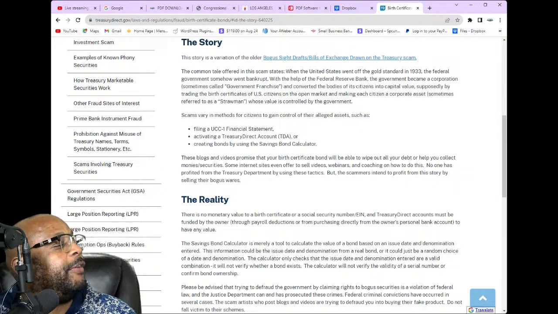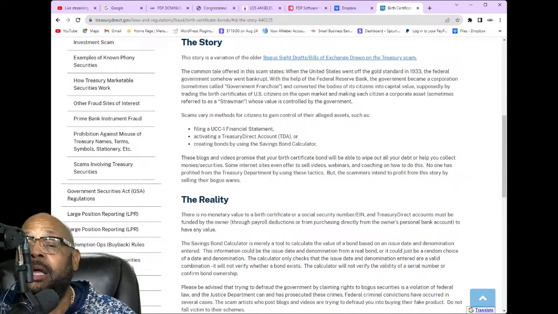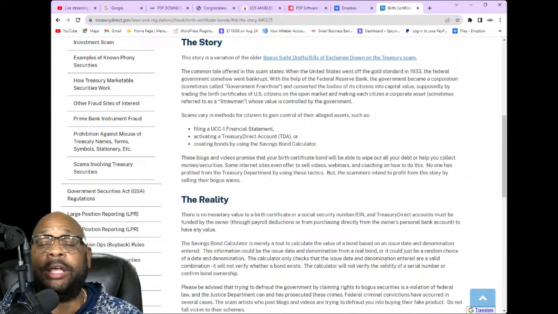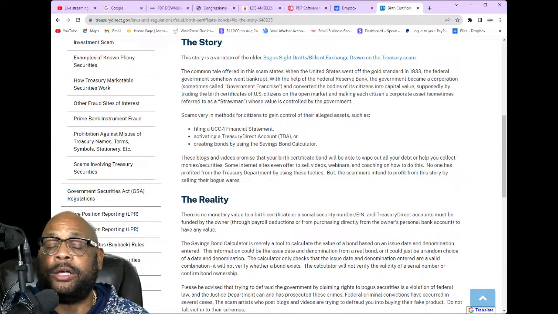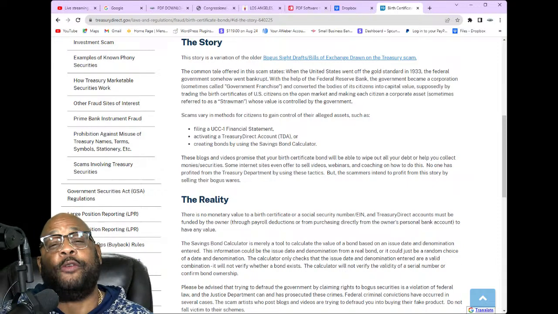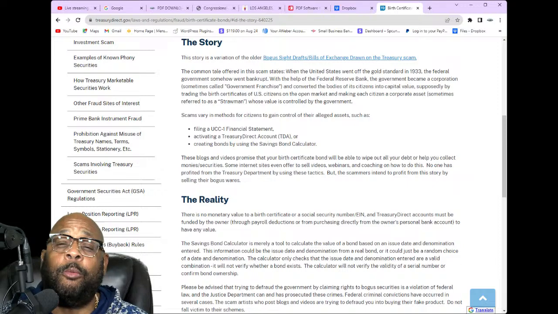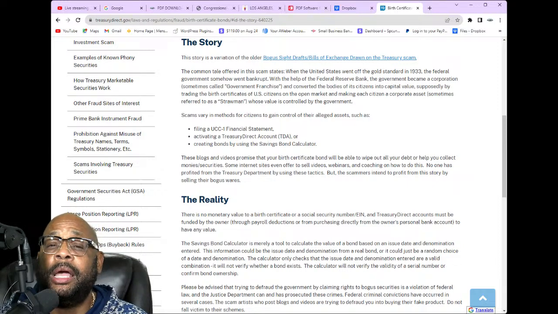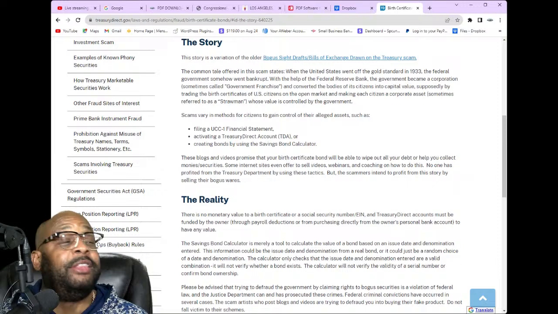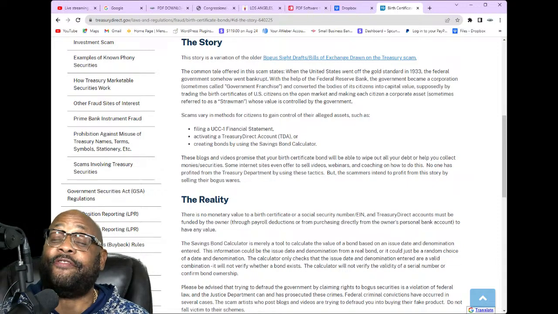And converted the body of the citizens into capital value. Well, that only makes sense. You don't think they took an actuary table to come to a determination of the value of each citizen? Why do we have a minimum wage? If we have a minimum wage, isn't that a public declaration that every person in the country has a value?